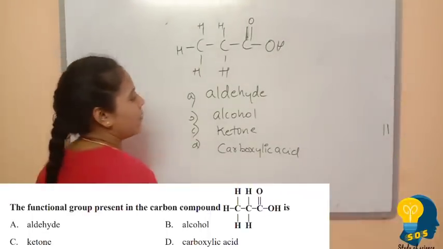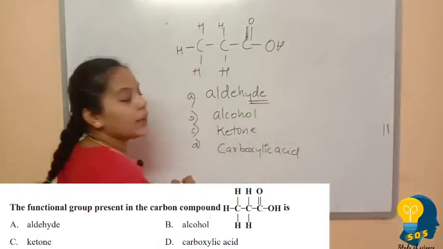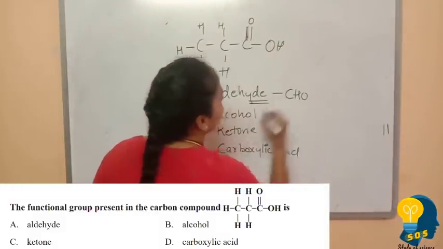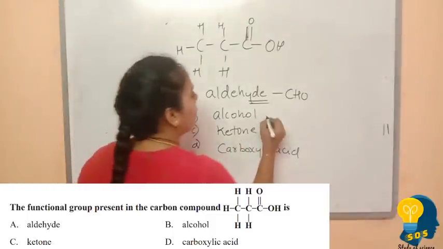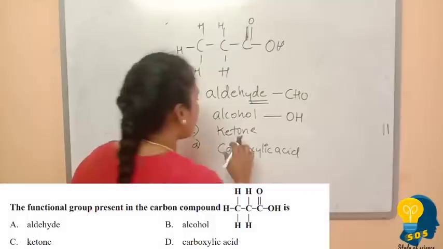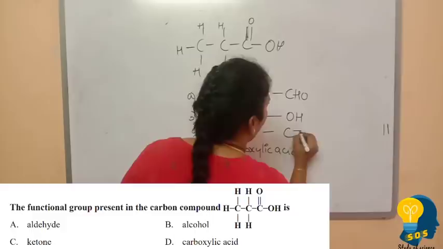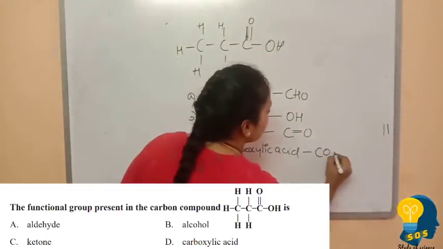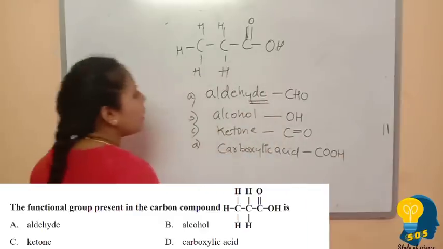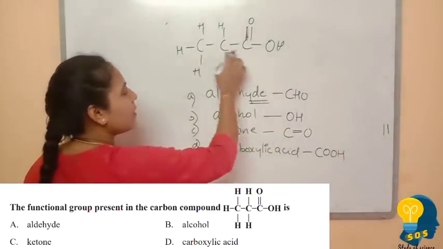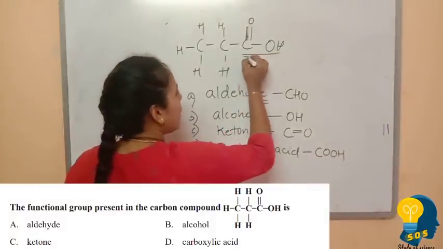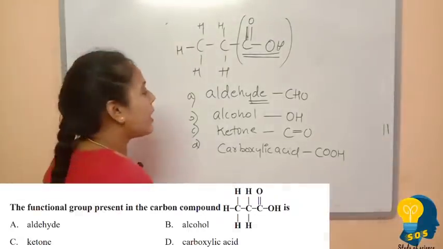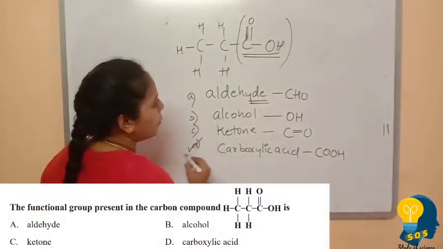Very easy to identify. If it is aldehyde, the suffix will be CHO. You should know this. If it is alcohol, the suffix will be OH. If it is ketone, C double bond O will be there in between. If it is carboxylic acid, the suffix will be COOH. Now you can easily identify the suffix in the structural formula at the end. COOH is given. So the correct answer is option D. Option D is the correct answer.